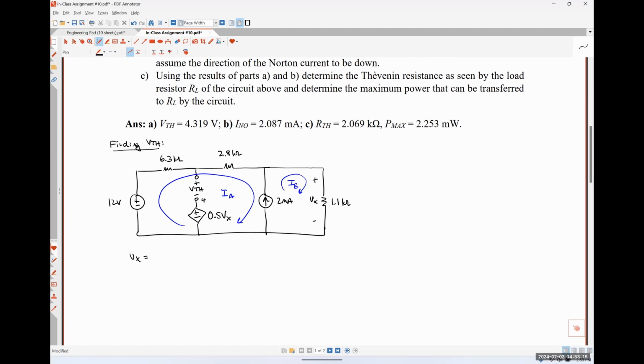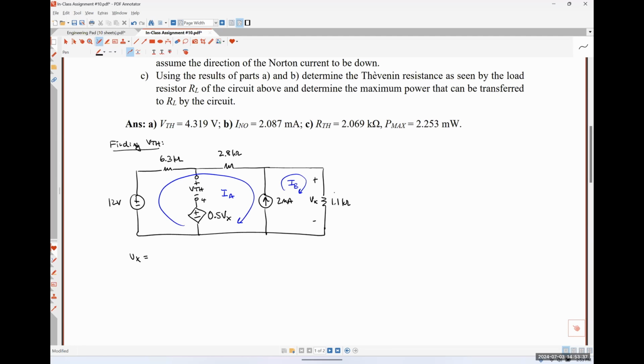Negative IA? Oh no, so positive IA. Sorry. So Vx is positive IA. I disagree with lots of things there. How is voltage current? I would say 1.1 kilo ohms times IB. I agree with that one, right?